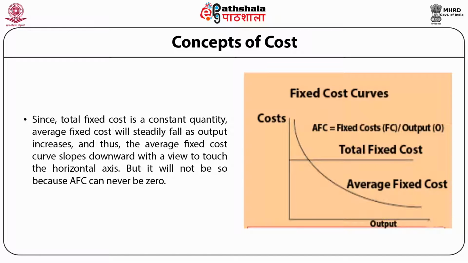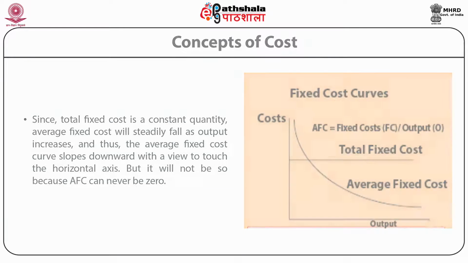Average fixed cost is the total fixed cost divided by the number of units of output. It is per unit cost of fixed factor of production. Thus, AFC is equal to TFC divided by Q. AFC is equal to average fixed cost, TFC is equal to total fixed cost, and Q is equal to quantity.